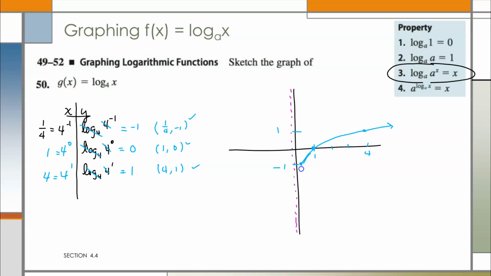We just have to remember that asymptotes are guides that our graph approaches. Our graph doesn't stop here. It approaches that vertical asymptote, so it continues on in the negative direction. So the domain is negative to positive infinity. Sorry, that's the range. The domain is 0 to infinity, and the range is negative to positive infinity.